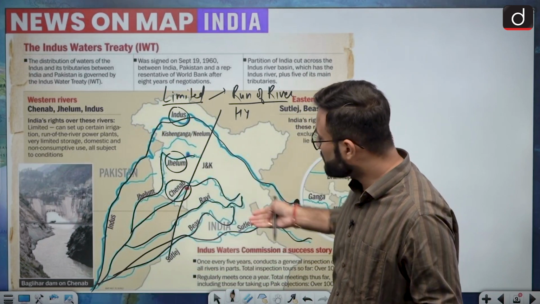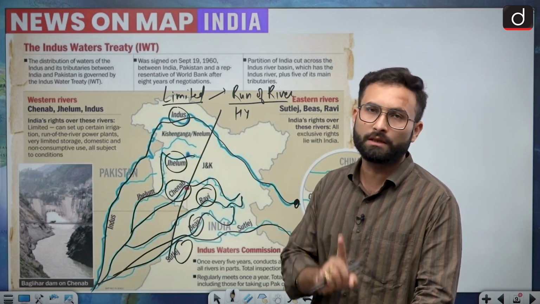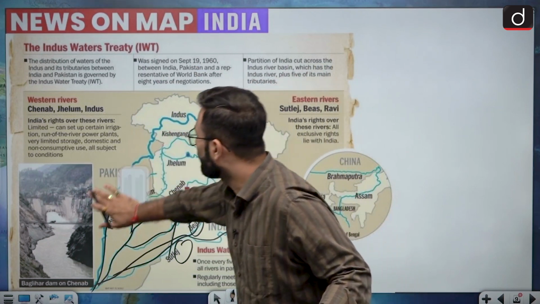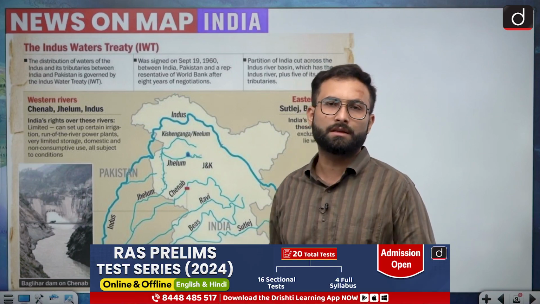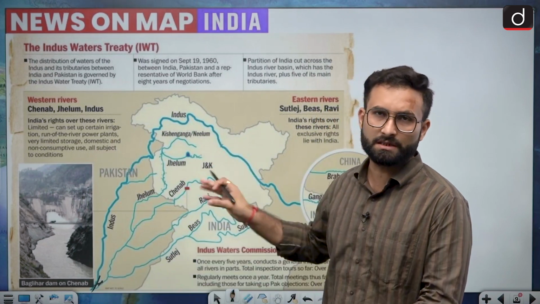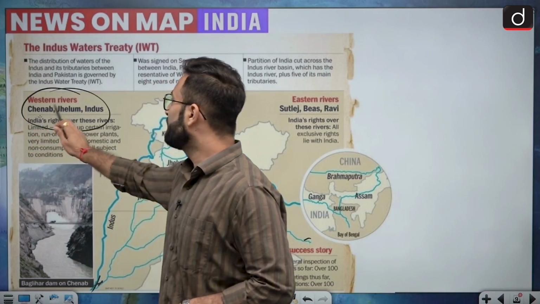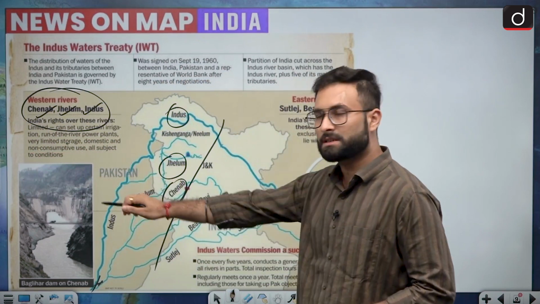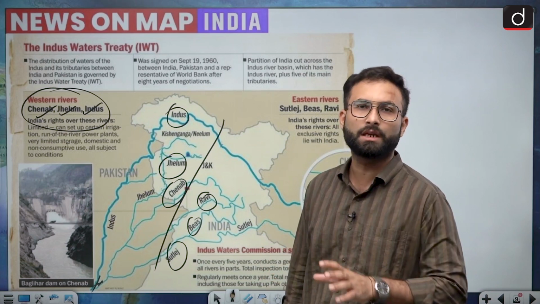When we are talking about the eastern rivers, that is Ravi, Byas and Satluj, in these three rivers India has all the rights. So this is the treaty, and it was brokered by the World Bank. I hope that is clear. So please remember the names of the tributaries and what the treaty is saying, which are the western rivers and which are the eastern rivers. Again, the western rivers are Chenab, Jhelum and Indus, and the three other rivers, Ravi, Byas and Satluj, are the eastern rivers, which are totally under the control of India.